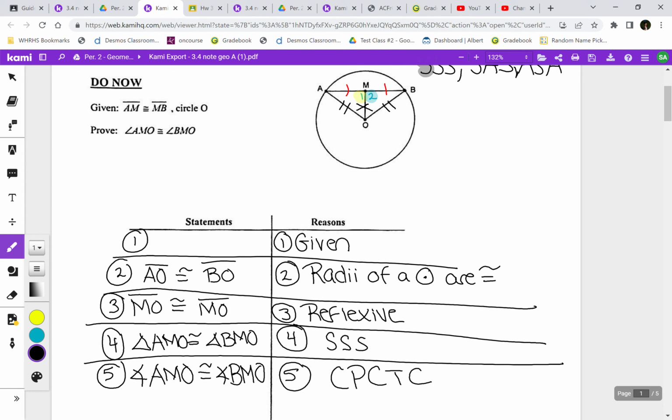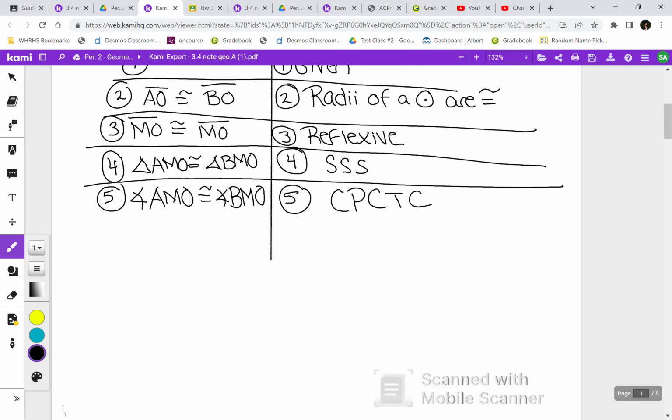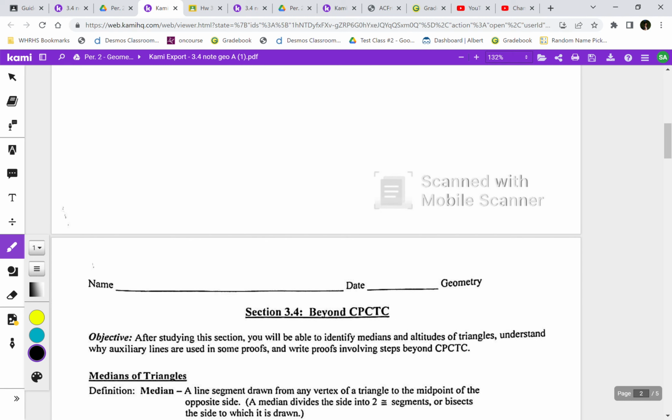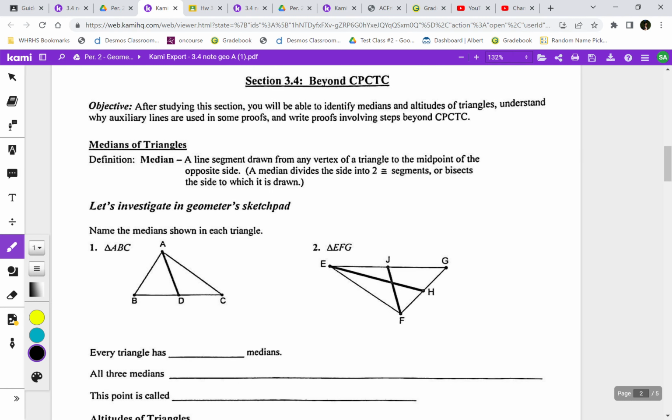Julia? Corresponding parts of congruent triangles. Excellent. Corresponding parts of congruent triangles are congruent. Will I ask you that question on the quiz? Yes. All right.